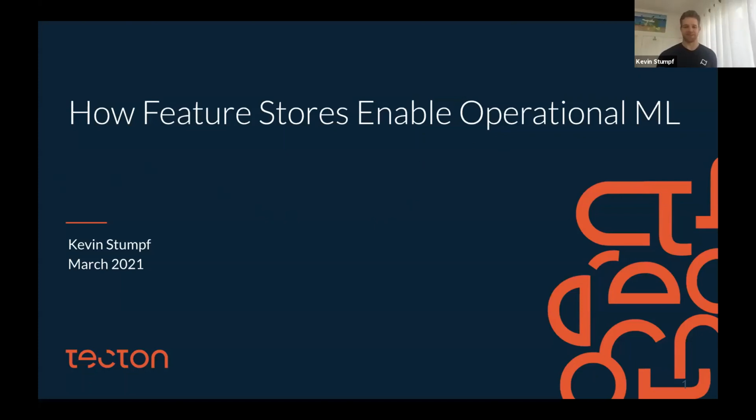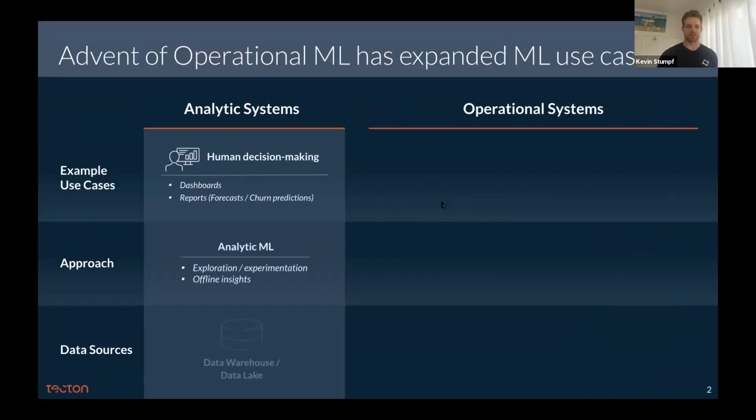With that, let's dive in and see what operational ML is all about. To best understand that, we want to compare analytical systems and operational systems. On the analytical side, decisions are typically made by a human in the loop, who may use a machine learning model to inform their decisions. That could be ML models that predict sales forecasts for the future and print them on a report that is sent out by email, or that feeds into some dashboard that executives in your company are going to look at.